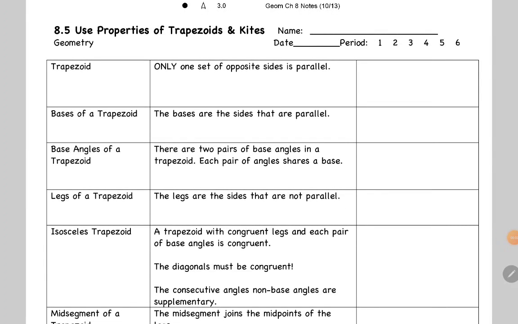We're doing some math today in geometry. We'll be looking at properties of trapezoids and kites. So first off, what is a trapezoid?